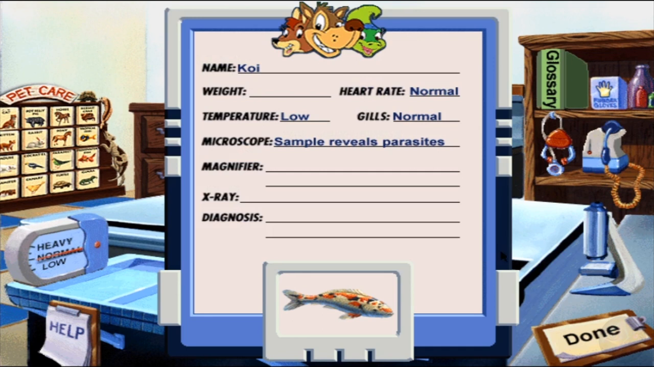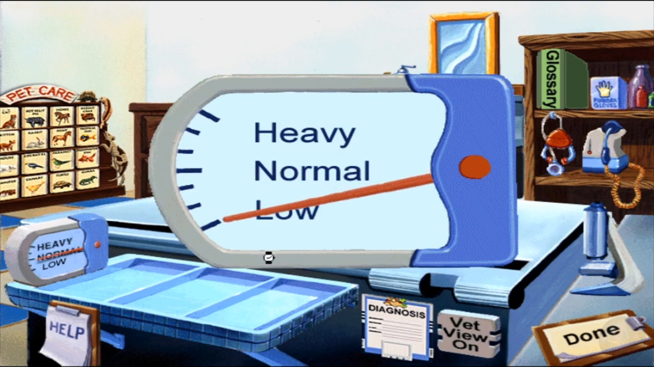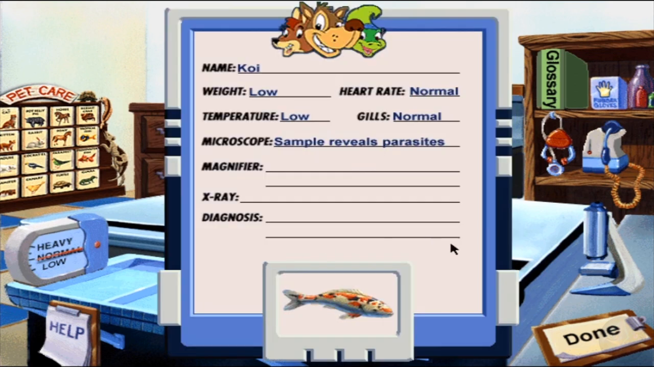This animal's temperature is low. This animal's weight is low.